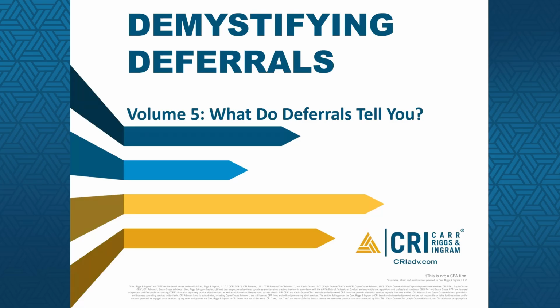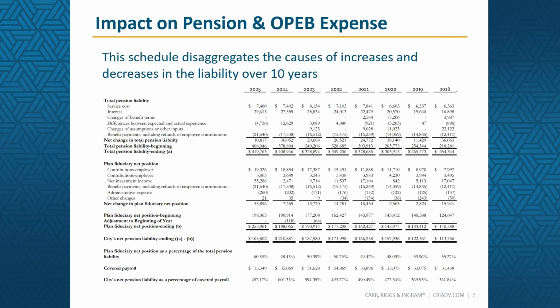Let's turn our attention now to what the information about deferrals means and what it tells us about a government's financial health. This is a real example of one of the schedules that governments present about their pensions and OPEB plans as required supplementary information following the notes. It shows the causes of increases and decreases in the net liability over time. The types of things discussed in the 4th video in this series, what are pension and OPEB deferrals, such as interest, changes in assumptions, benefit payments, and investment earnings.